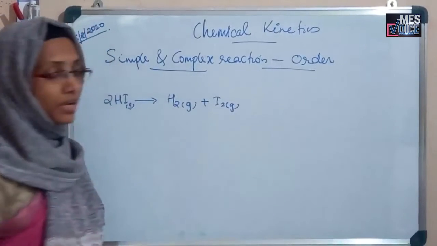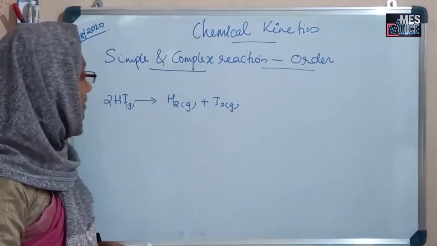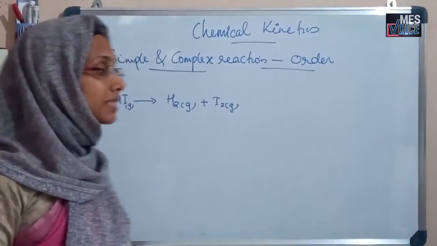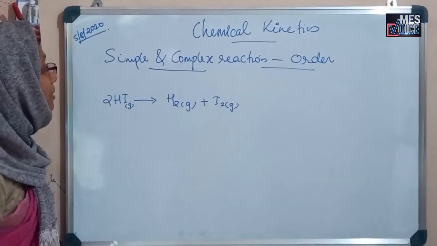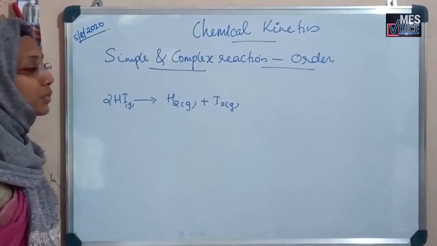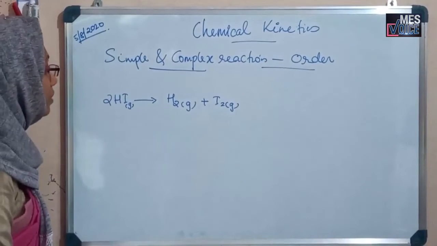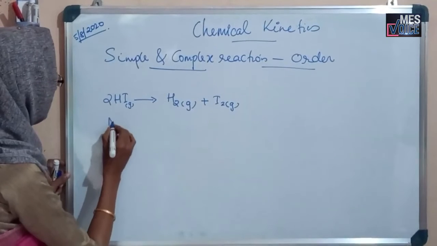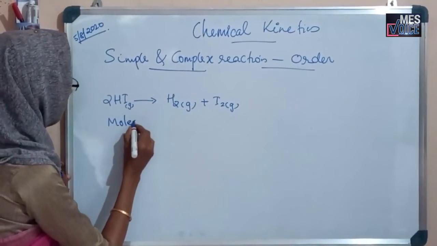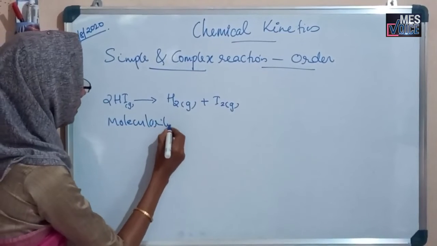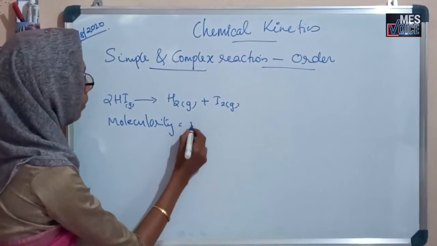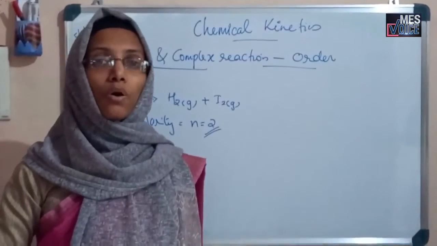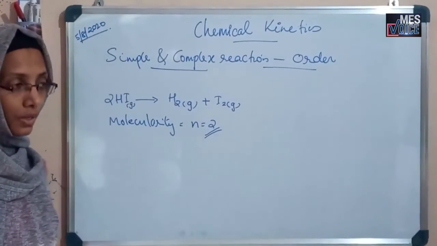Simple and complex reactions. A reaction that is completed in a single step is known as a simple reaction. For example, decomposition of hydrogen iodide in gaseous phase to give hydrogen and iodine. We already discussed that the molecularity of the reaction is equal to 2 and the order also is equal to 2. That is, for many simple reactions, the order of the reaction is equal to its molecularity.